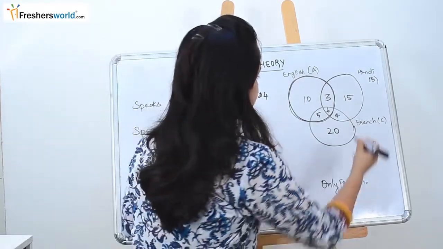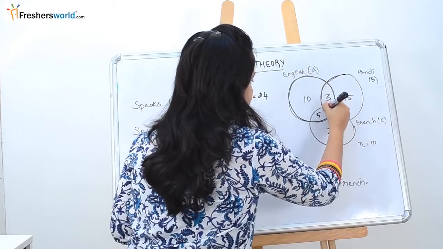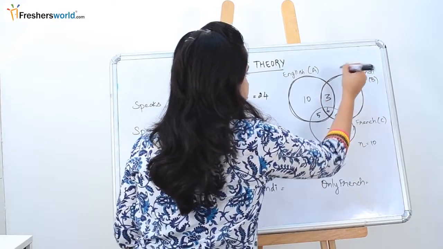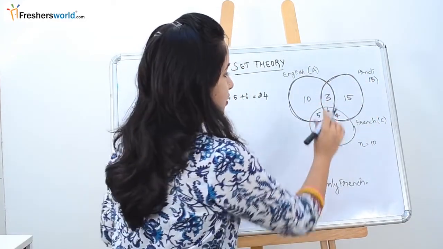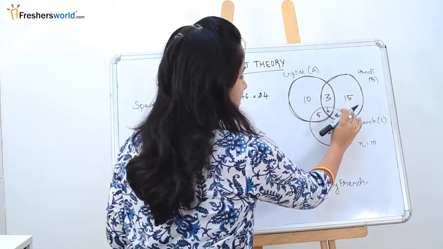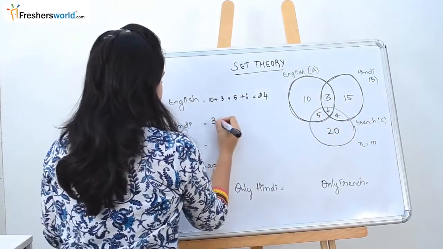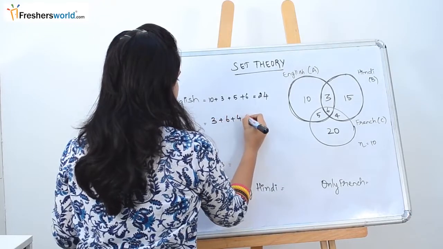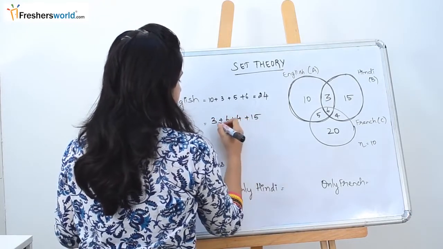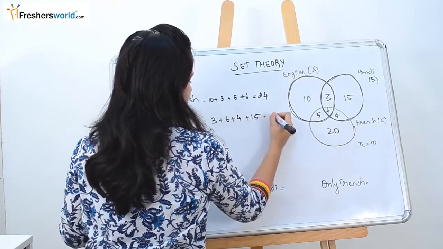When it comes to Hindi, you can see the circle B. The whole circle comprises the people speaking Hindi. So this is nothing but 3 plus 6 plus 4 plus 15. So 6 plus 4 is 10, 25 and 28.